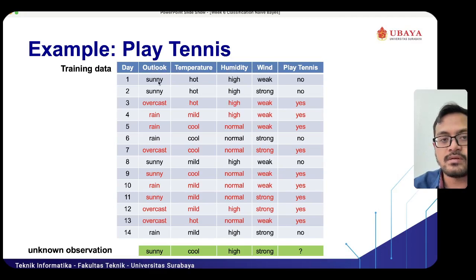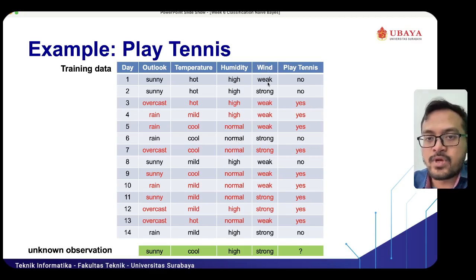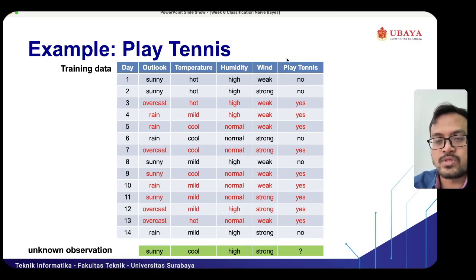Outlook means the weather condition. It can be sunny, overcast, or rain. We have 3 different types of outlook. For the temperature, we have hot, mild, and cool, also 3 different types. For the humidity, we have high and normal, only 2. And for the wind condition, we have weak and strong, only 2 different wind conditions. And for playing tennis, it will be no or yes. So these are the labels that we want to predict, right?